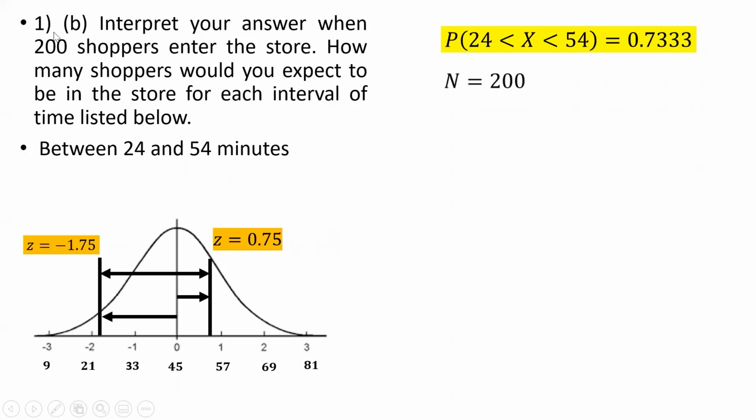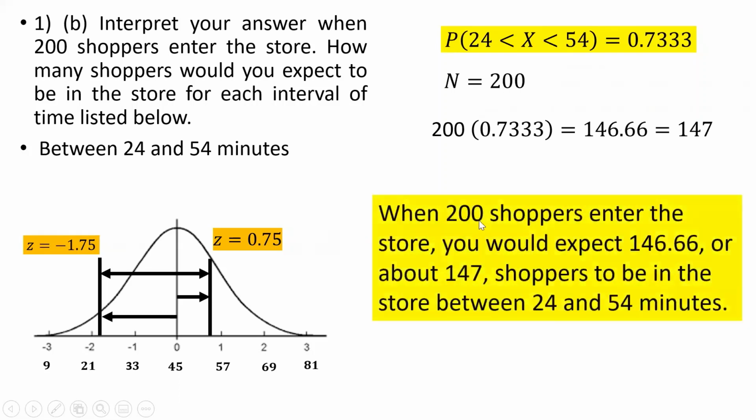Our n, the total number of shoppers that enter the store, is 200. So we're going to multiply this 0.7333 by 200. Multiplying this, the product is 146.66. Round this up to the nearest whole number, that is equal to 147. So therefore, when 200 shoppers enter the store, you would expect 146.66 or 147 shoppers to be in the store between 24 and 54 minutes.